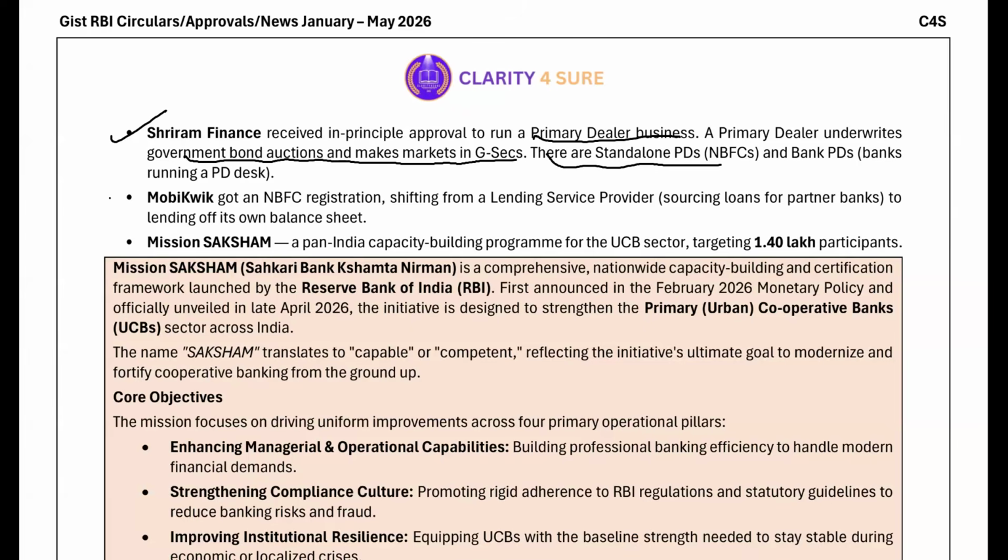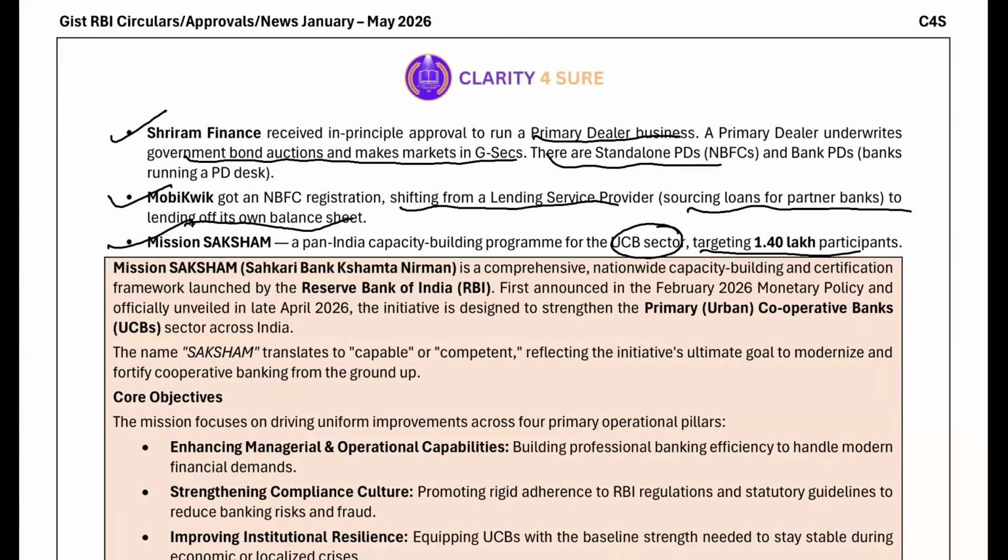MobiKwik का क्या न्यूज है, प्लीज हैव अ लुक. MobiKwik got an NBFC registration, and it is very good for MobiKwik. Shifting from a lending service provider, sourcing loans for partner banks, to lending off its own balance sheet. Mission Saksham. Mission Saksham is what? A pan-India capacity building program for the urban cooperative bank sector, targeting 1.40 lakh participants. This is all we have talked about Mission Saksham.